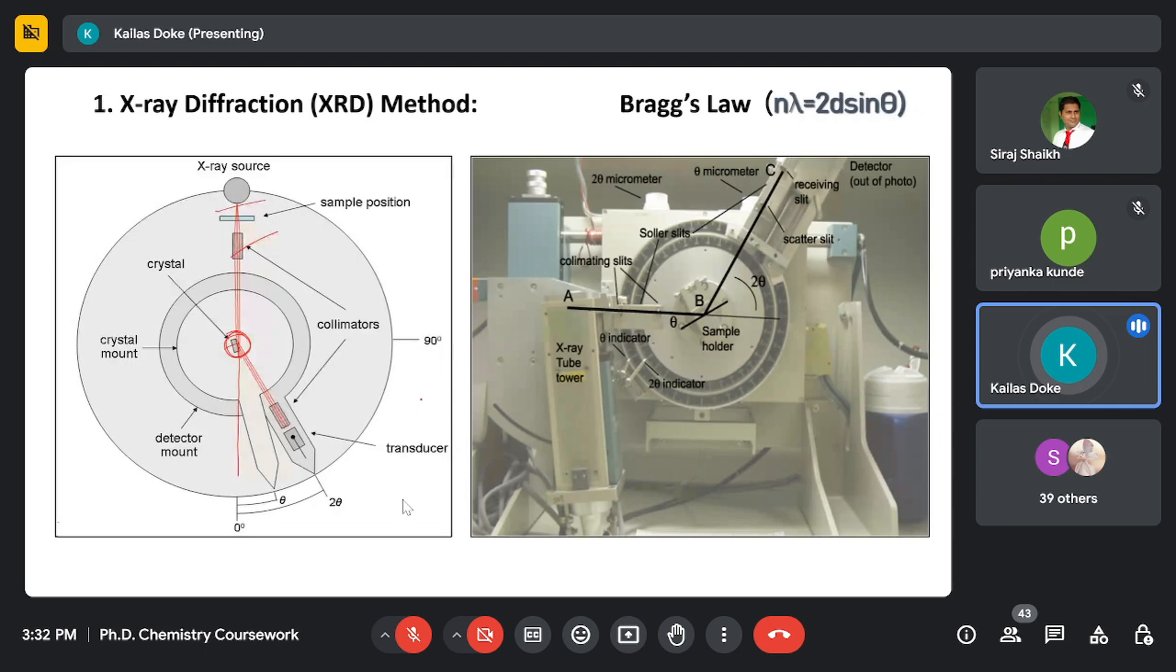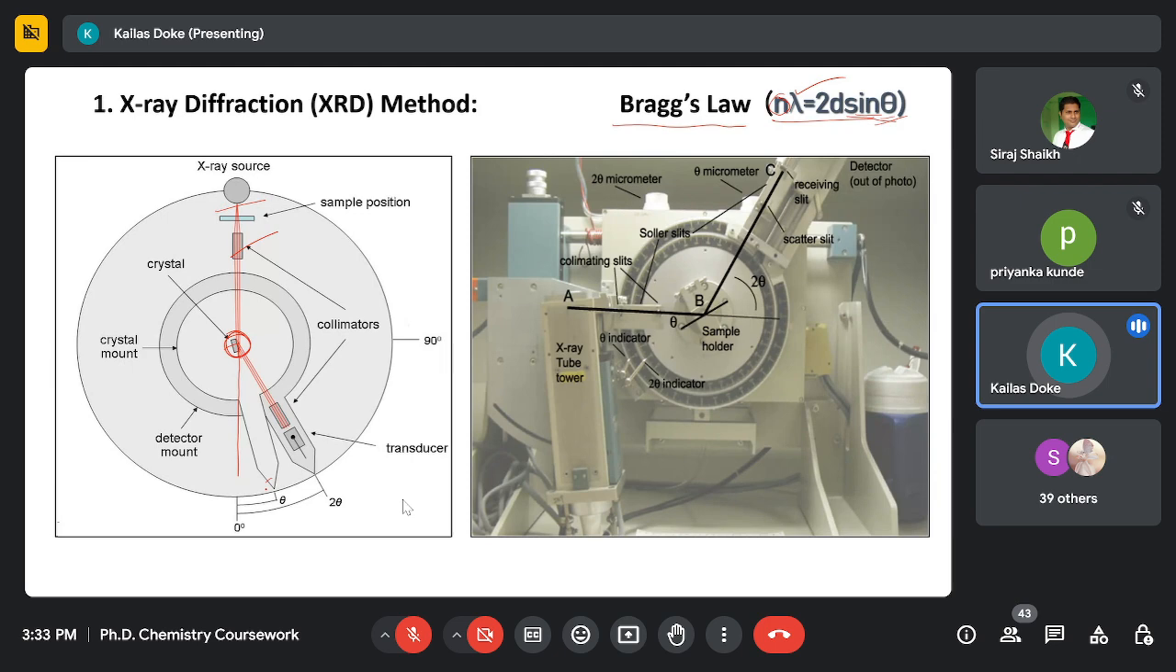Lambda is the wavelength of the incident X-ray. That X-ray should be monochromatic, so that the wavelength is constant. d is the distance between two diffracting planes, and sine is a trigonometric function of theta, which is the angle of diffraction from the crystalline material. So this X-ray diffraction technique is useful for analysis, particularly of crystalline material.